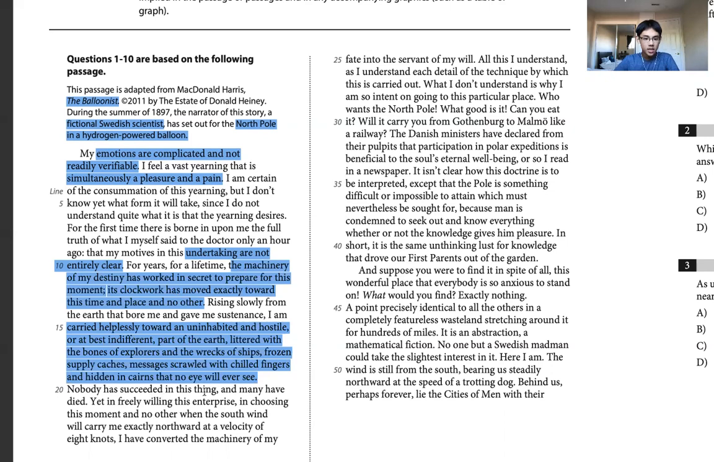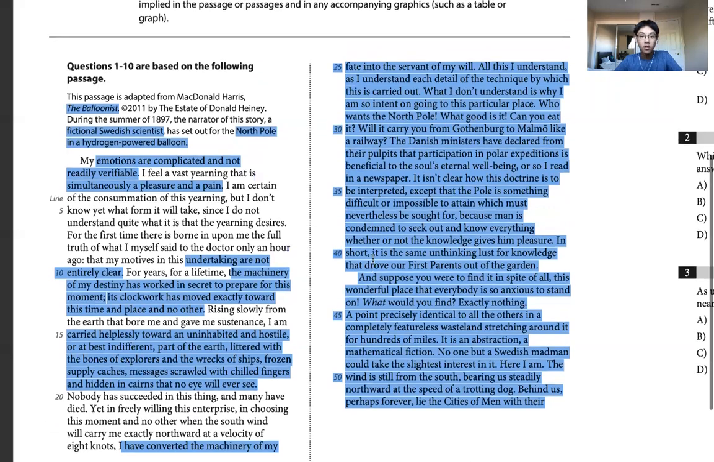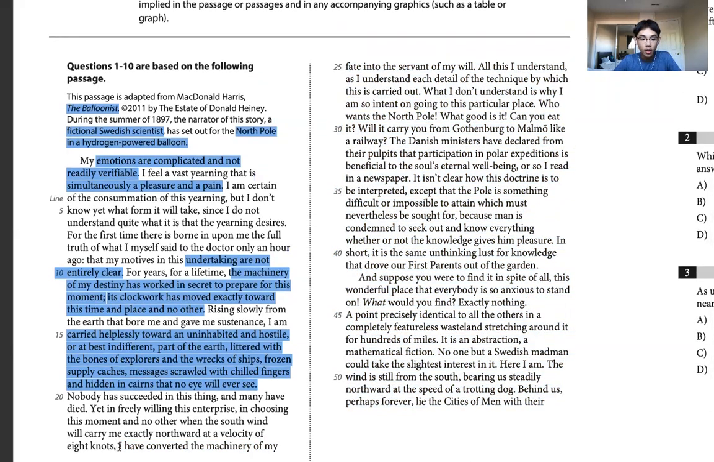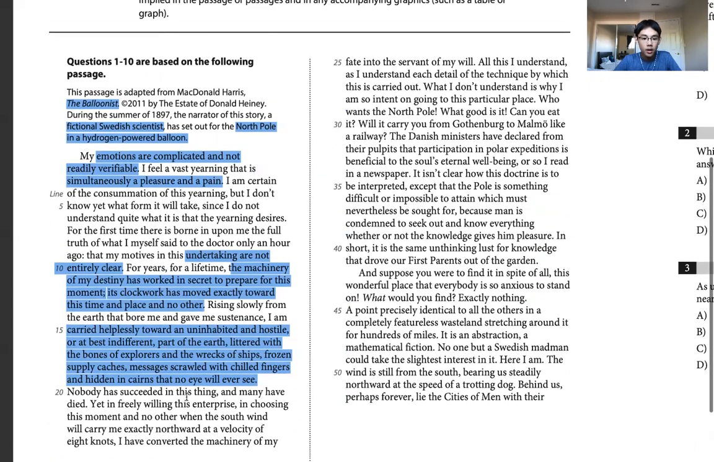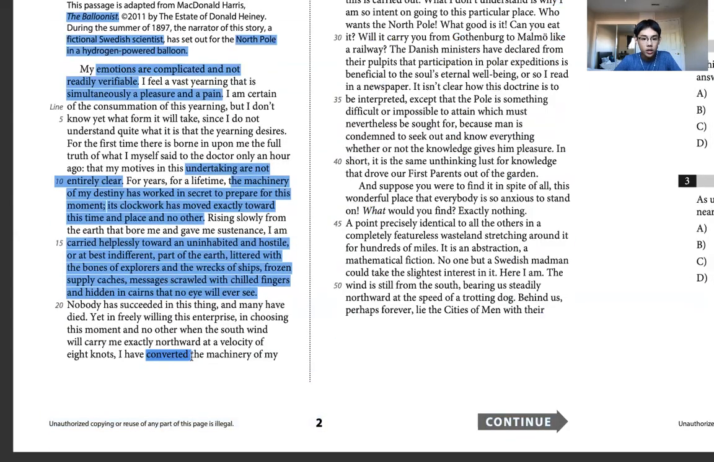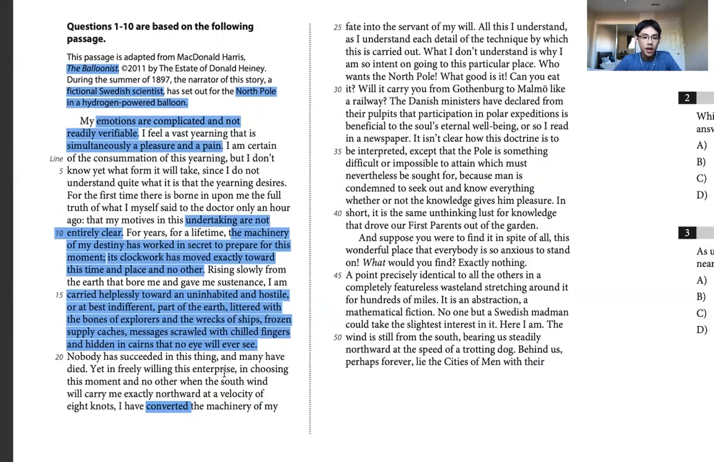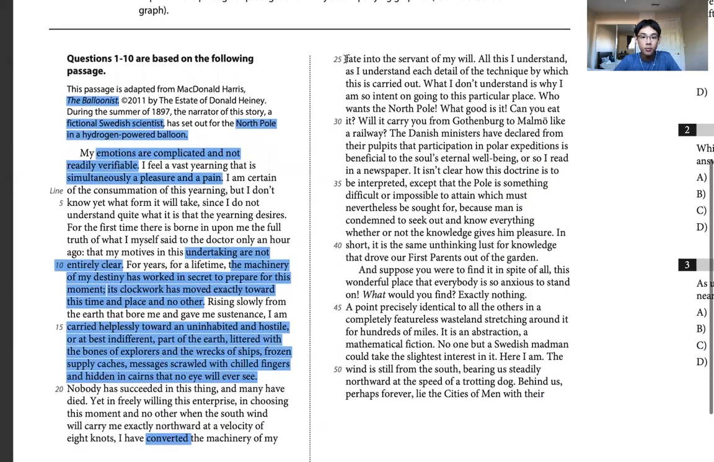"Nobody has succeeded in this thing, and many have died. Yet in freely willing this enterprise, in choosing this moment and no other, when the south wind will carry me exactly northward at a velocity of 8 knots, I've converted the machinery of my fate into the servant of my will." So here, in this sentence, we're seeing a change in the narrator, because he is saying that he has converted the machinery of fate into the servant of his will.